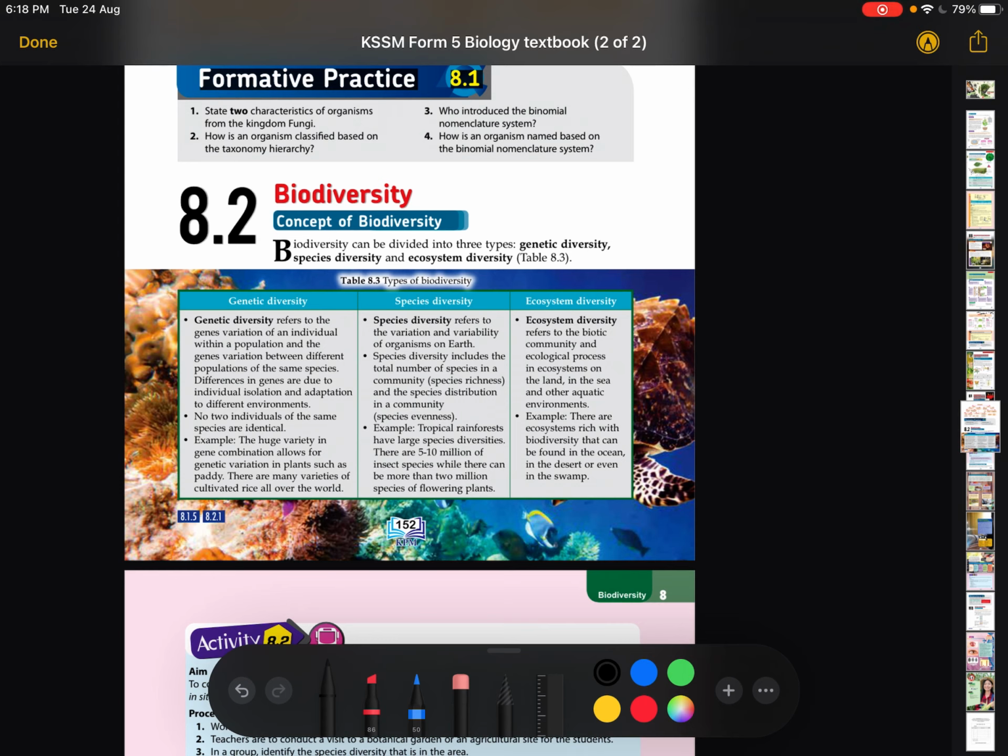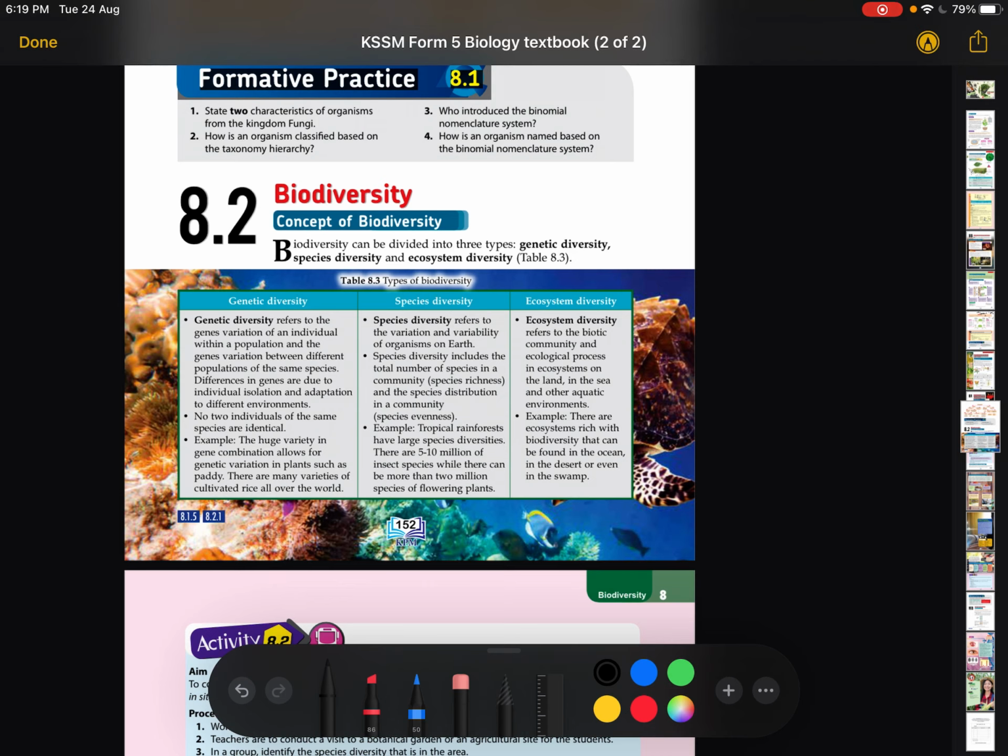Next is biodiversity. There are 3 types of biodiversity: genetic, species, and ecosystem diversity. Genetic diversity is the gene variation of individuals within a population and between populations. For example, humans in Malaysia. I won't talk about skin, I'll talk about height. I am averagely tall in Malaysia, and not everyone is as tall as me, and some people are taller than me.